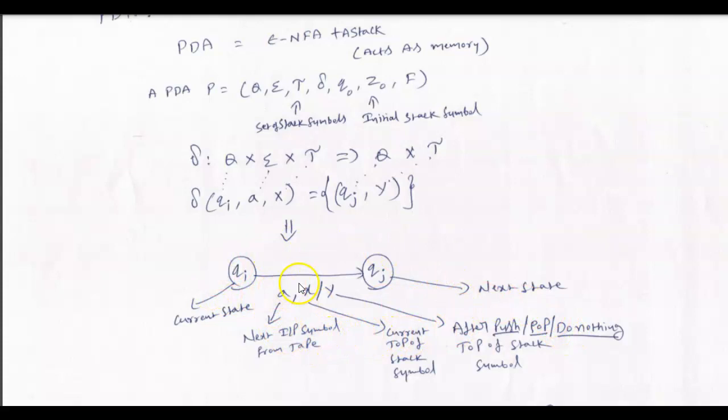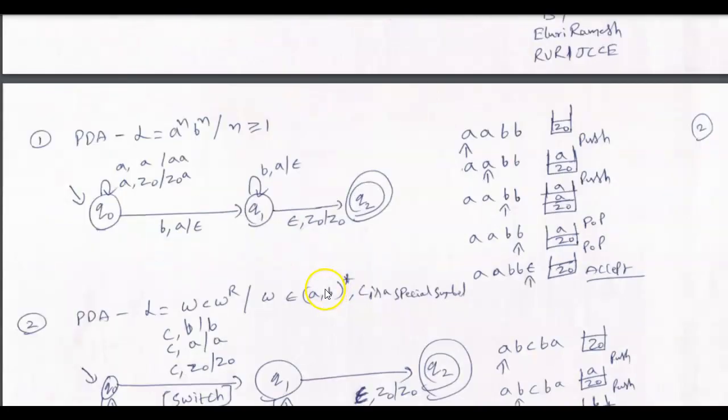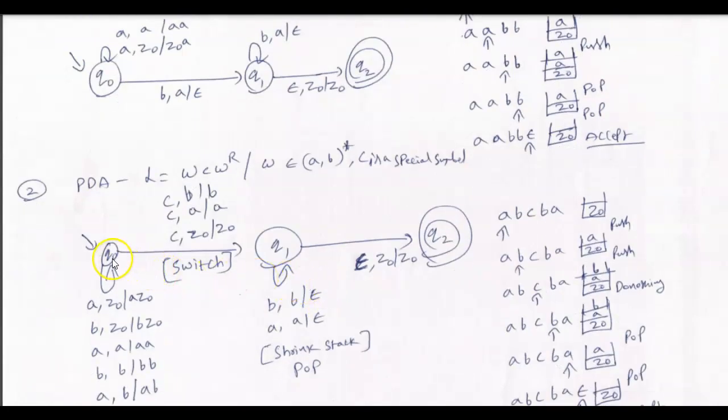Of course, in a given example, you can see that from Q0 to Q1, this is the input tape symbol, and this is the top of the stack. That means we do nothing over here. In the same way here also, we do nothing.